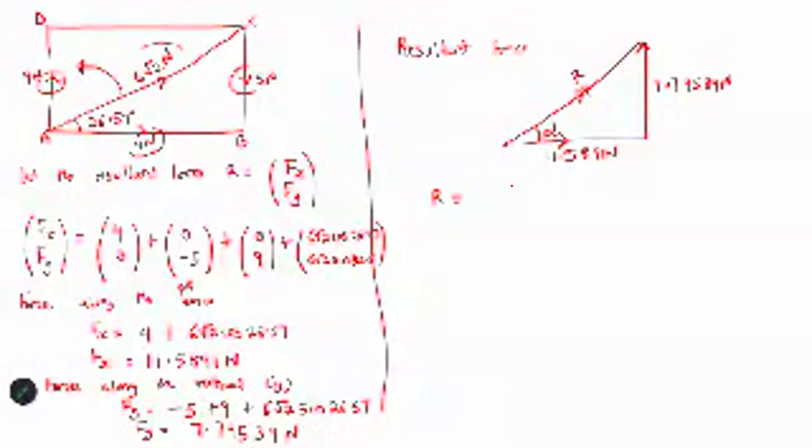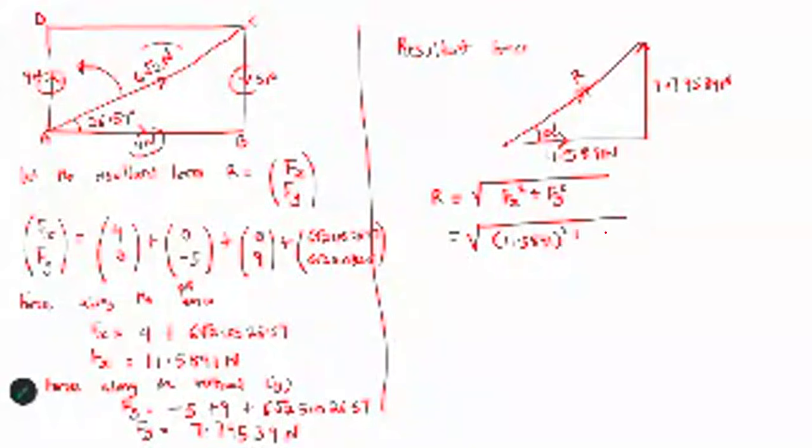So what am I going to find? I will say that my resultant is equal to the square root of F of x squared plus F of y squared. So here, our resultant R is going to be the square root of 11.5891 squared, then plus 7.79539 squared. So can we do our squaring here?